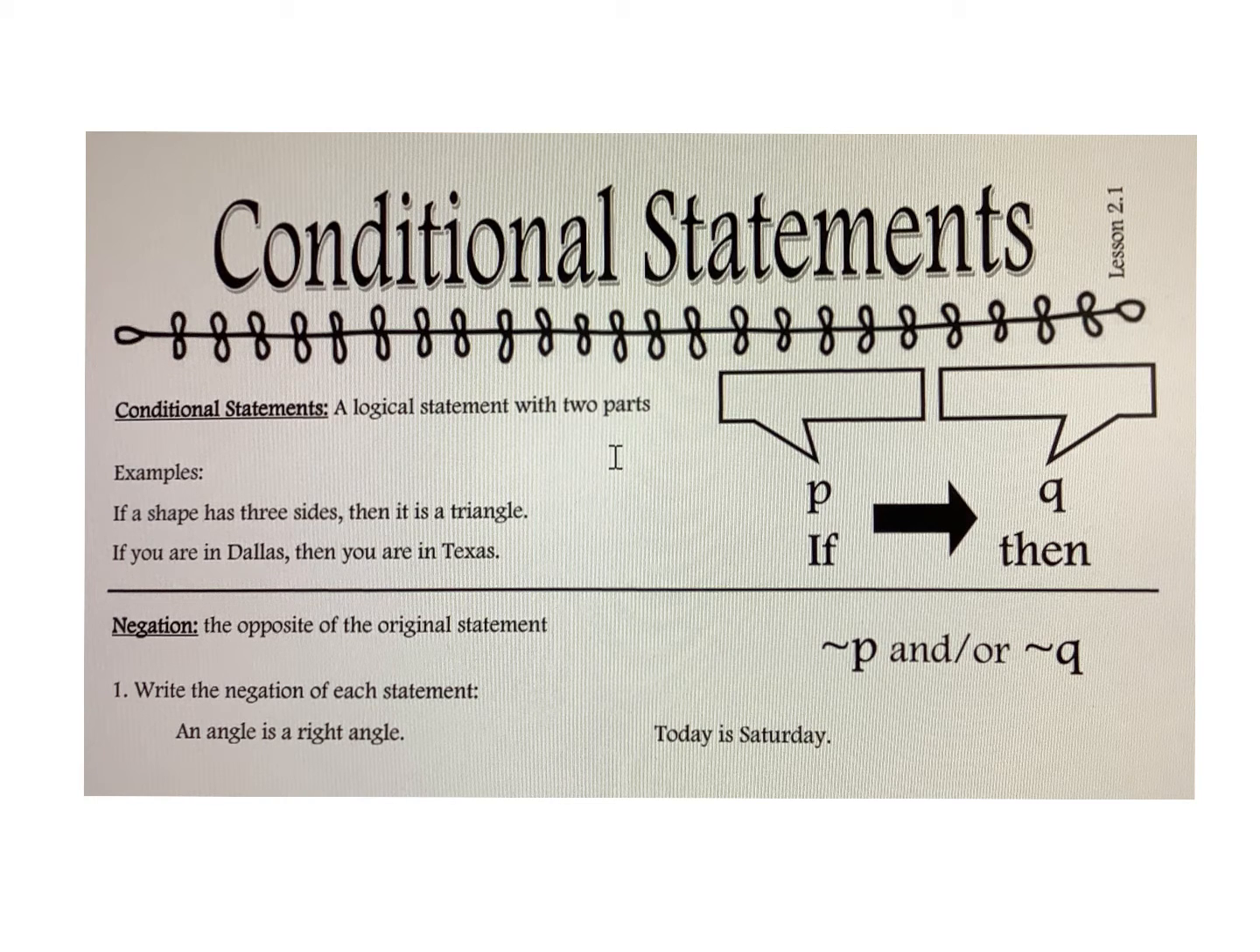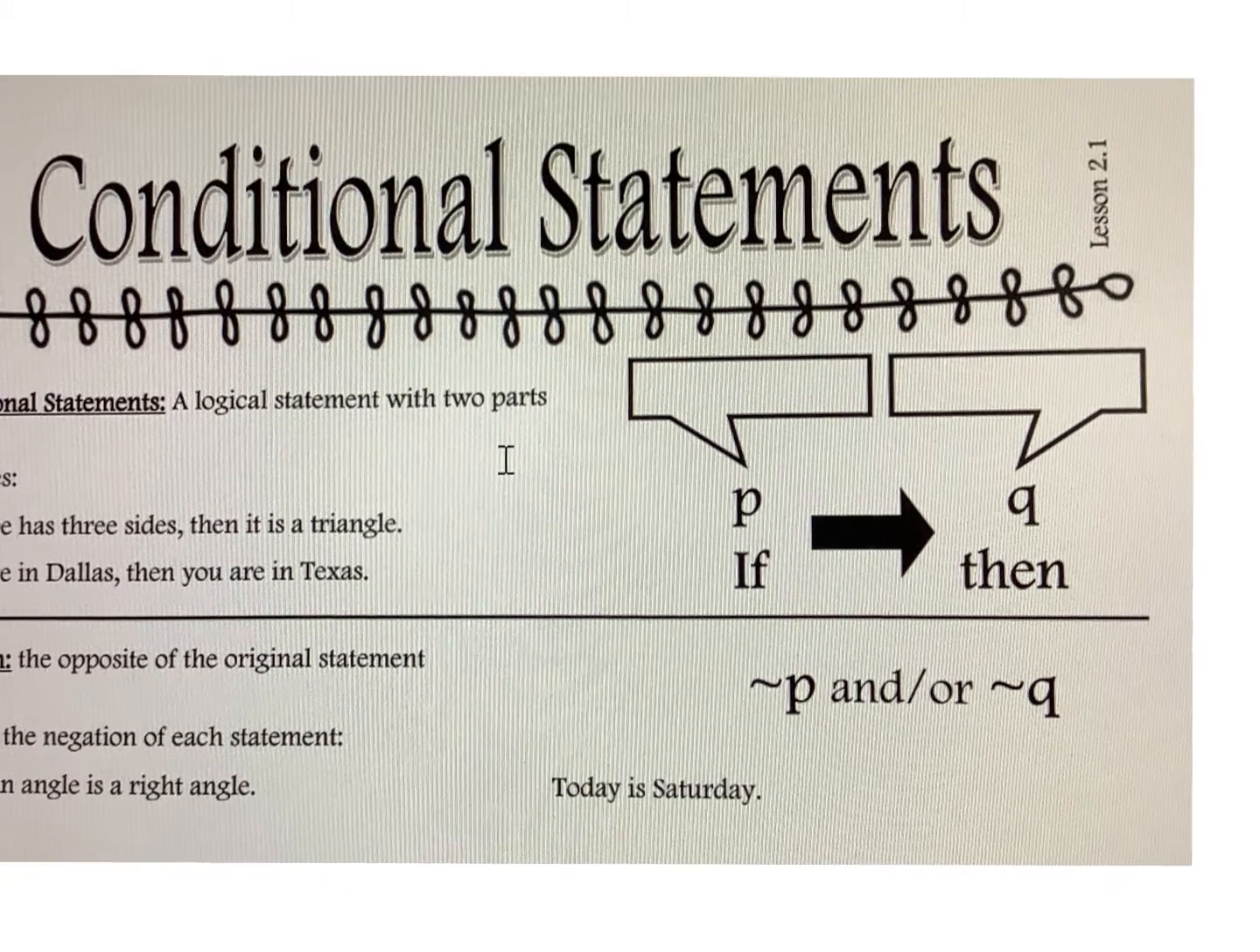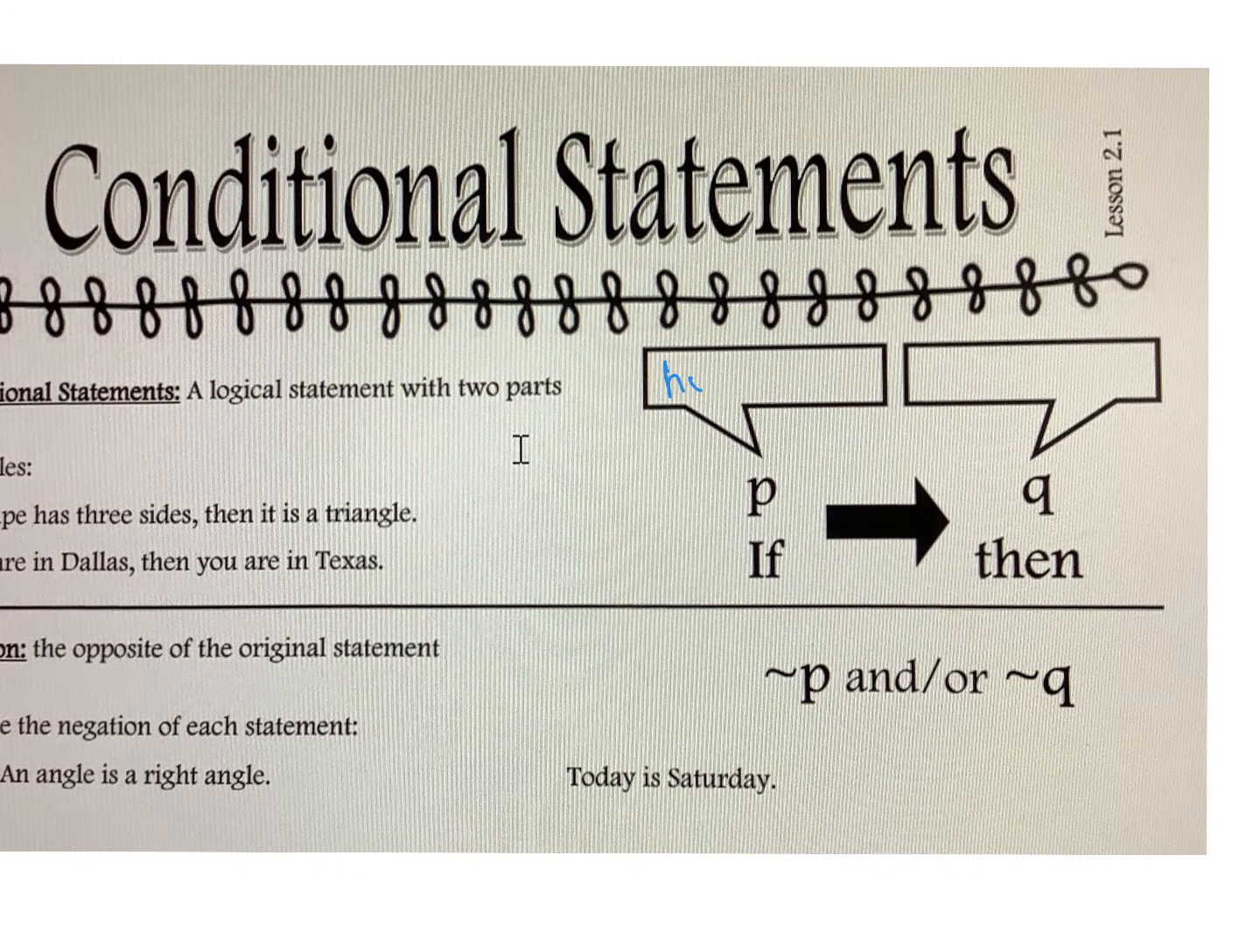Today's lesson is over 2.1 conditional statements. So the first thing we're going to talk about is our P and our Q. Our P is our hypothesis, and our Q is our conclusion. It is also our if-then statement. So if P, then Q.